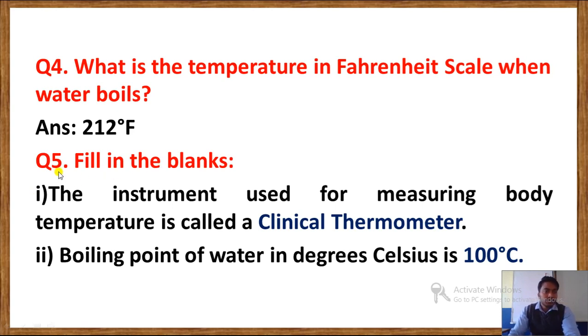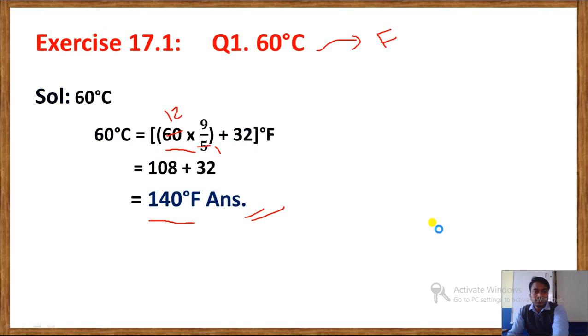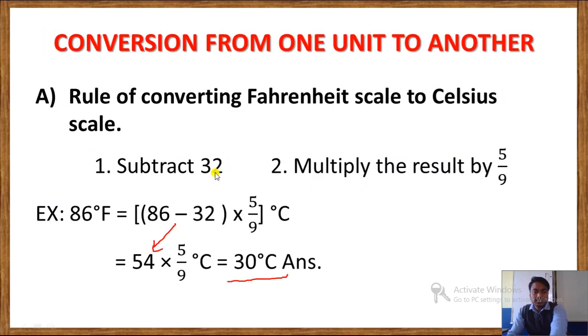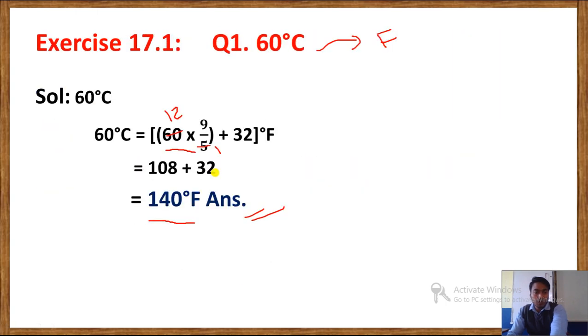Then we have question number 5, fill in the blanks. The instrument used for measuring body temperature is called clinical thermometer. Second, boiling point of water in degrees Celsius is 100 degrees Celsius. You can see here also 100 degrees Celsius water boils. So 100 degrees Celsius is the boiling point of water.